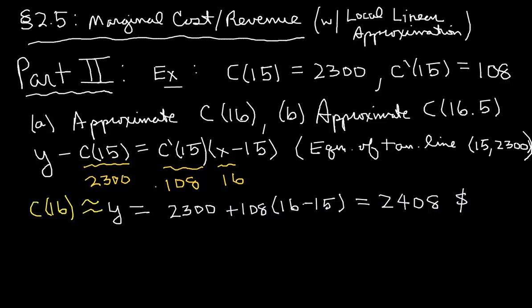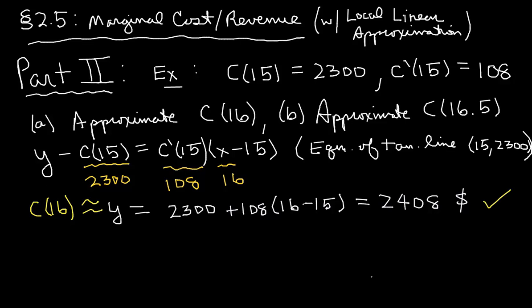Why is it an approximation? Because we're using information at x equals 15 to get information about x equals 16. That's one thing. And the way we're getting that information is by assuming that the function progresses like a line. So that's where the tangent line comes in. All right, so now this is part A.